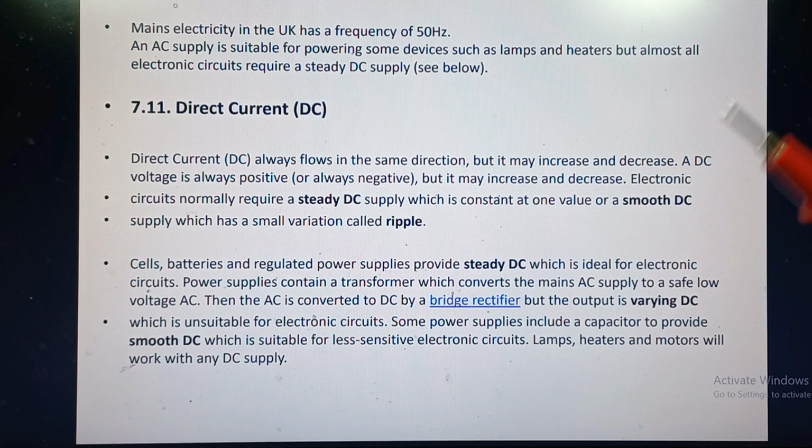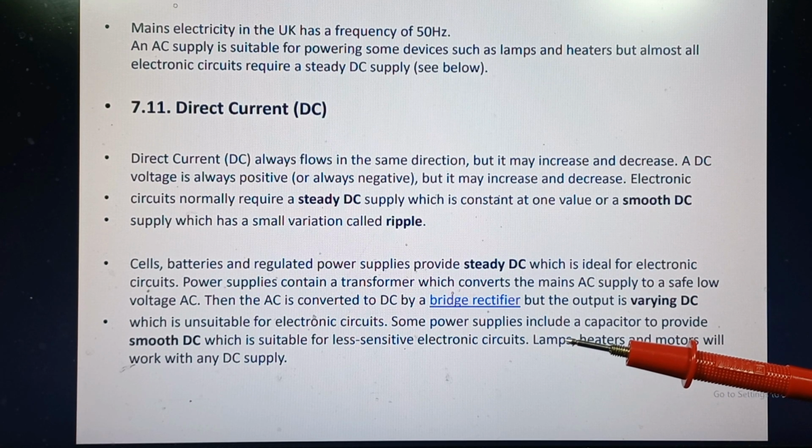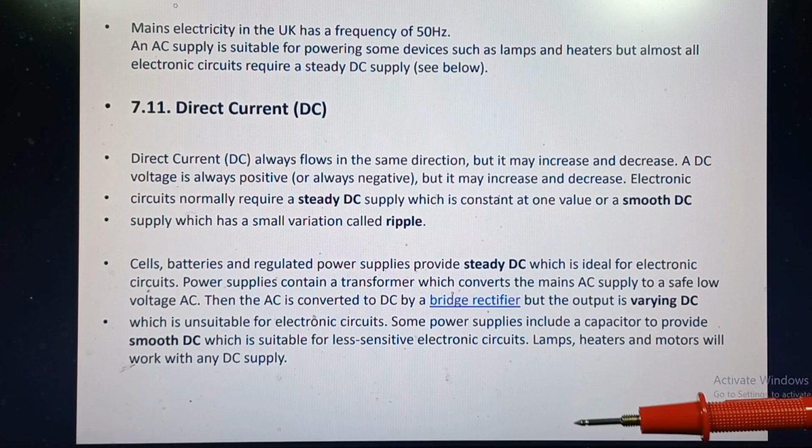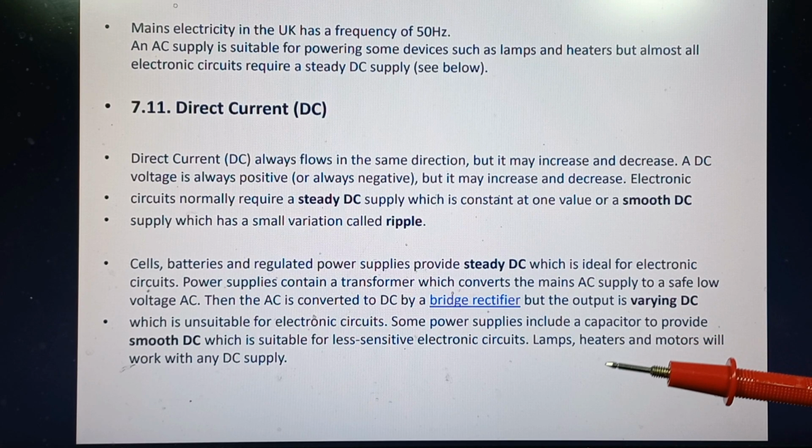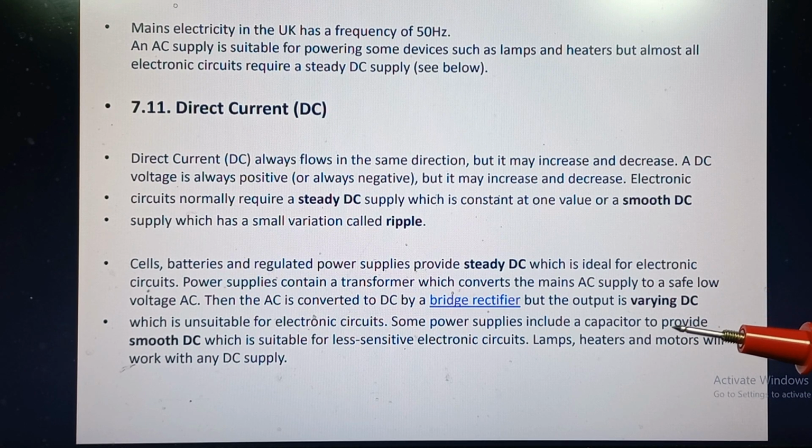Cells, batteries, and regulated power supplies provide steady DC voltages, which is ideal for electronic circuits. Power supplies contain a transformer which converts the main AC supply to a safe low voltage AC.